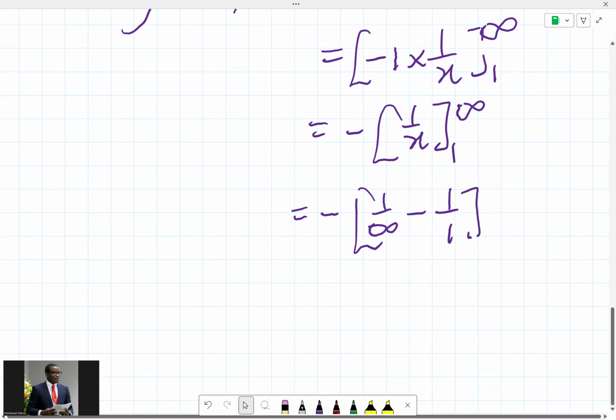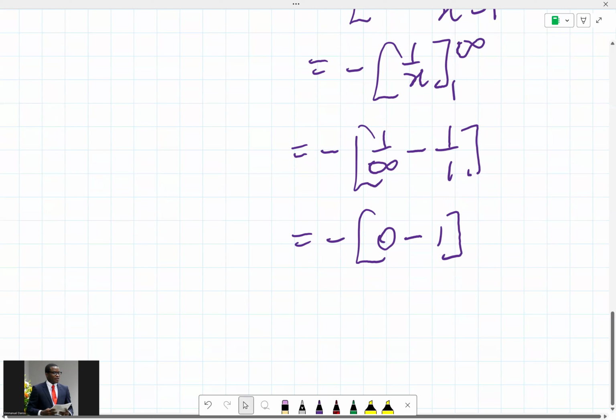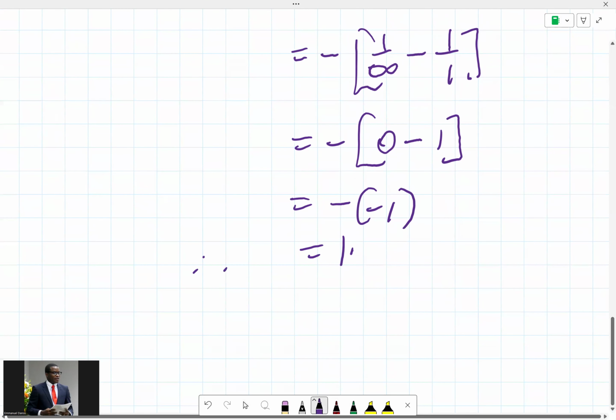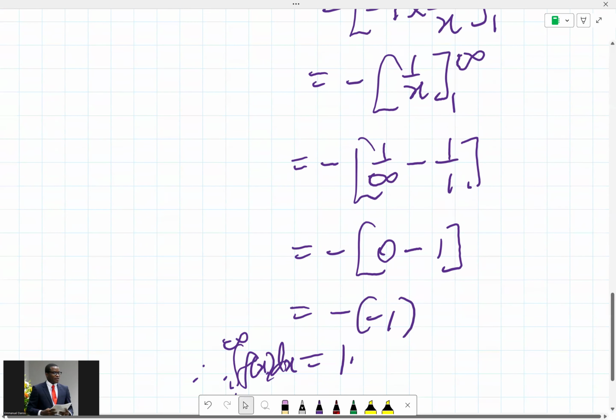So what do we say? So this is minus. Interestingly, 1 over infinity, just like we saw in the previous video, is 0. 1 over 1 is 1. So what do we have? We have that this is 1 minus 0, and this is equal to 1. So it means, of course, the integral from 1 to infinity of f of x dx is equal to 1. So the answer is 1.